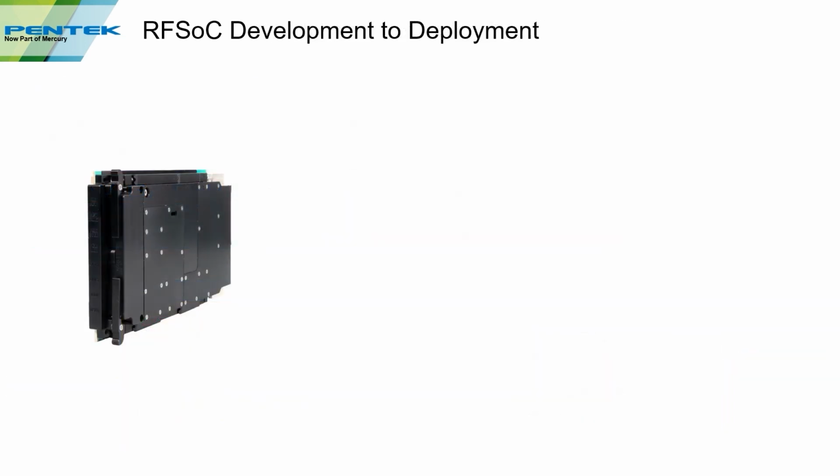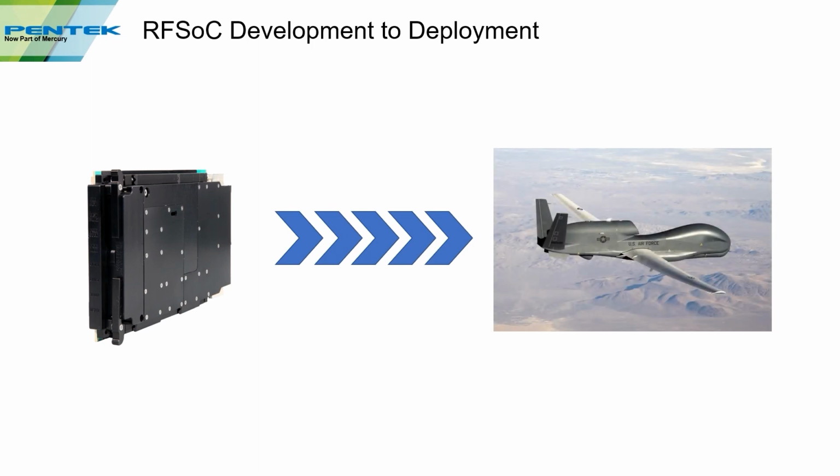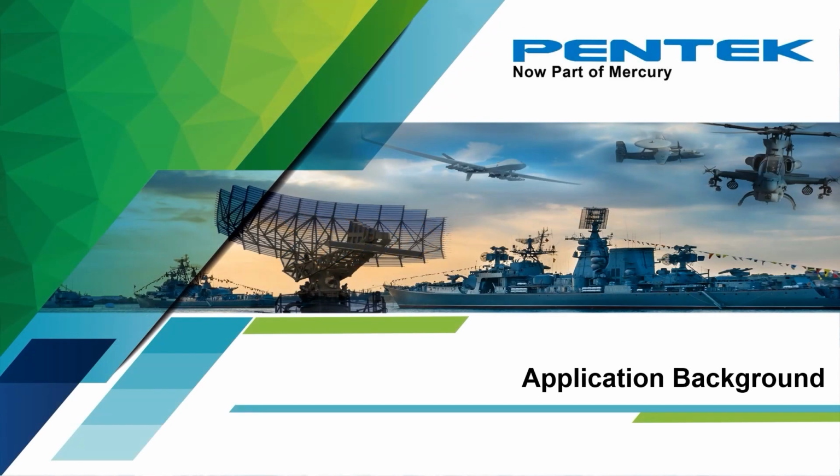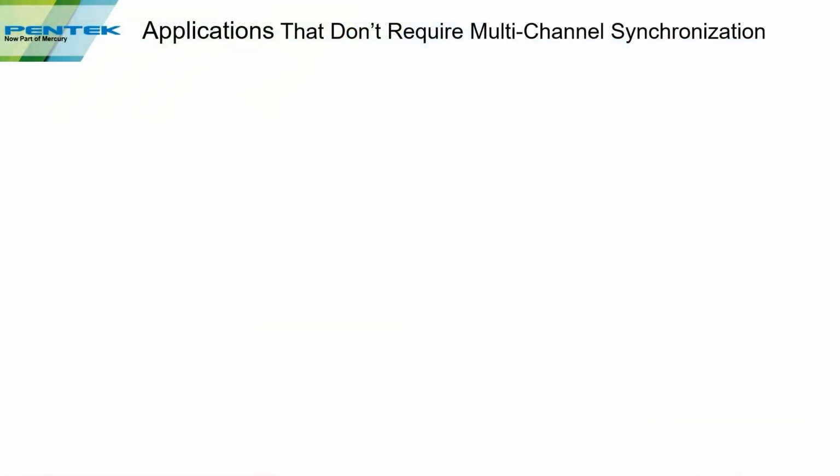Through those first 2 seminars, we were tracking a path from a design concept all the way through implementation and ultimately deploying it in your final application. In this seminar, we're going to look at a requirement that's fairly common in many applications, and that's multi-channel synchronization. We're going to look at why you might need it, how it's implemented, and specifically how it's implemented in the RFSoC. So first, let's look at applications that don't require multi-board synchronization.